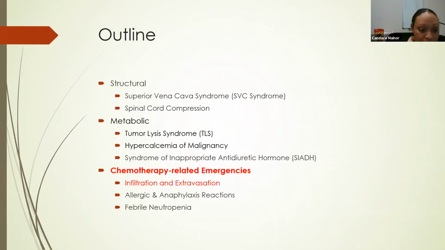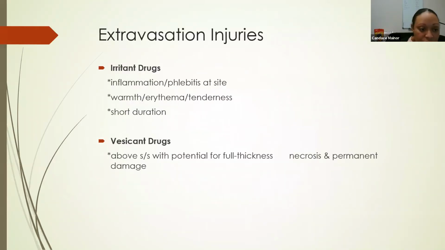Moving on to chemotherapy-related emergencies, we'll first touch on infiltration and extravasation, and we won't spend a lot of time because the majority of you won't ever have to come into contact with these types of injuries. But when we use chemotherapies, they're classified as either irritants or vesicants. Irritants can cause inflammation or phlebitis at the site, meaning where the IV is going into the arm. If there's extravasation, it can cause warmth, erythema, and tenderness there.